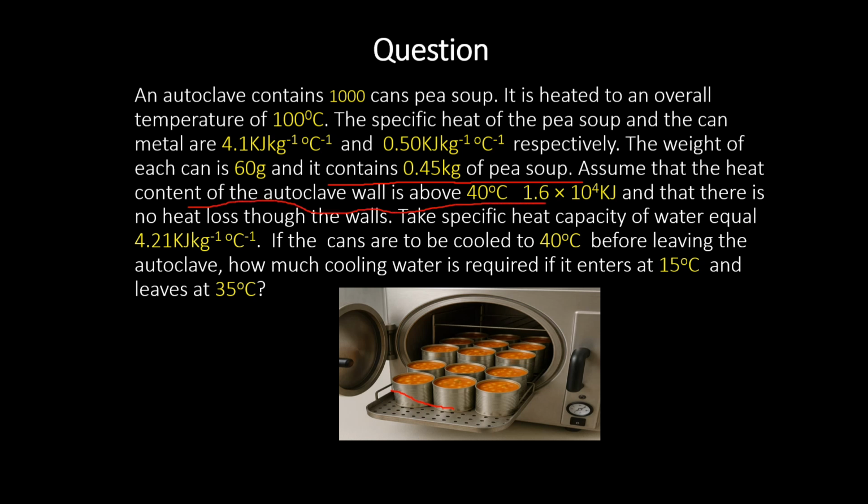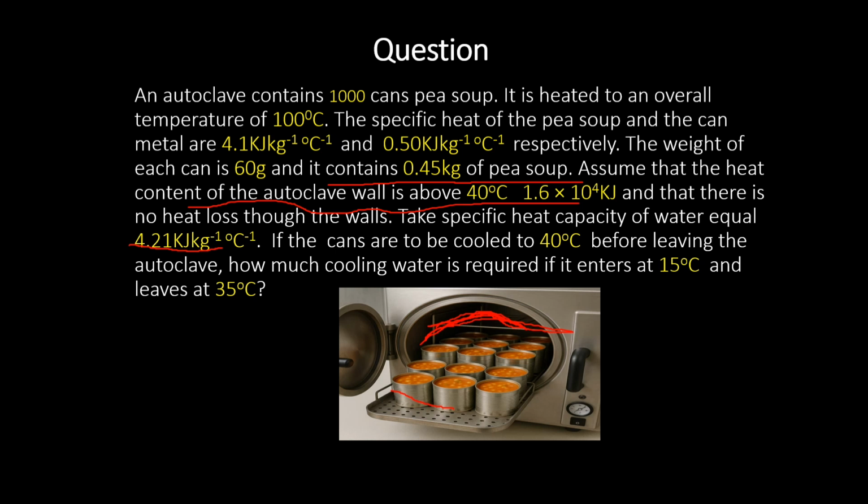The heat content of the autoclave wall is at 40 degrees Celsius. That is, the inside of this autoclave, the wall inside, the heat content is 1.6 times 10 raised to power of 4 kilojoule. Okay, and there is no heat loss to the wall. Take the specific heat capacity of water to be 4.21 kilojoule per kilogram per degree Celsius. That is the specific heat capacity of water.